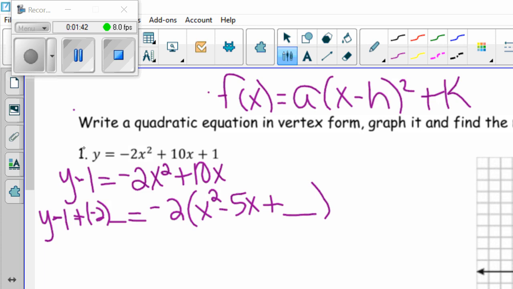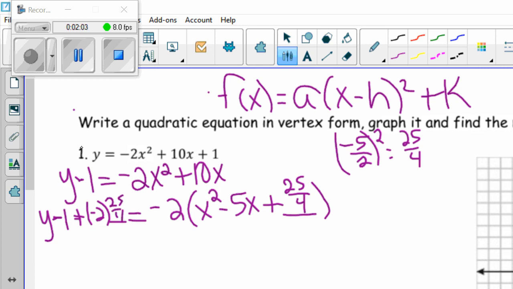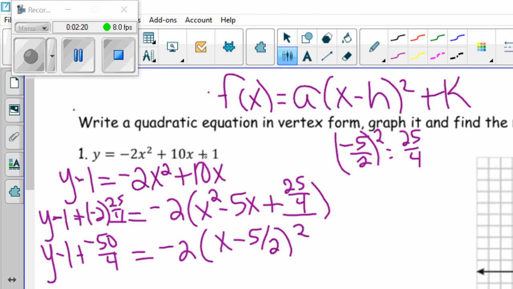So now I still find the number that's going to make the perfect square the same way. It's b divided by 2 squared, so negative 5 divided by 2, and square that gets me 25 fourths. You know me, I love fractions. I'm going to leave it as a fraction. So I'm adding 25 fourths to both sides. On the left-hand side, I have y minus 1 plus I have to multiply negative 2 times the 25 fourths. That gets me negative 50 fourths equals negative 2. I'm ready to factor this side. That's just going to be x minus 5 halves quantity squared.